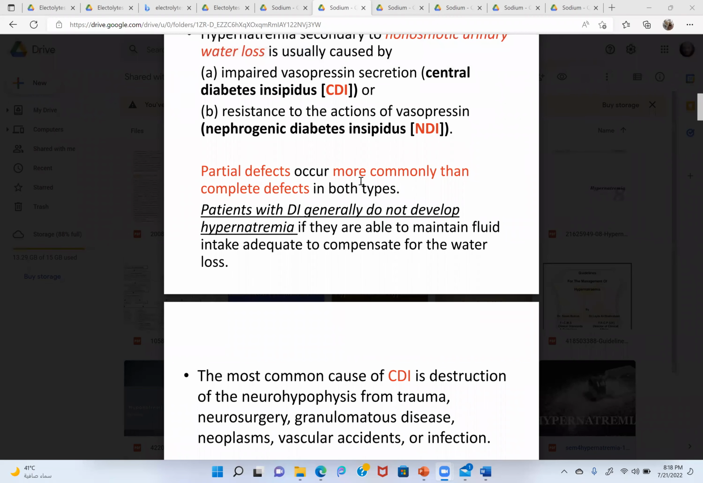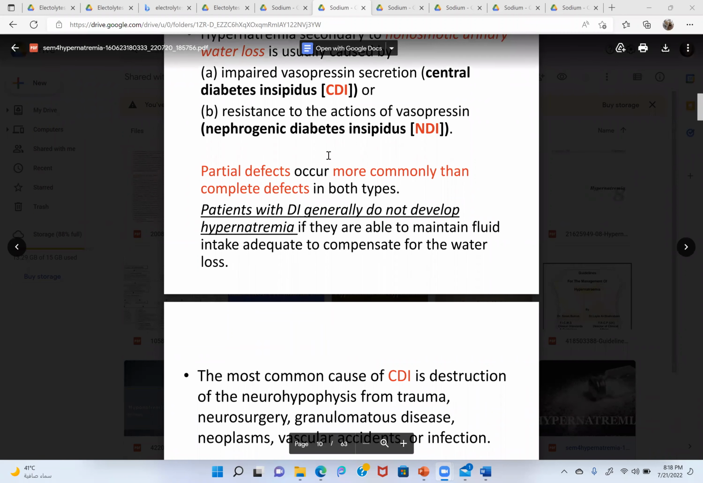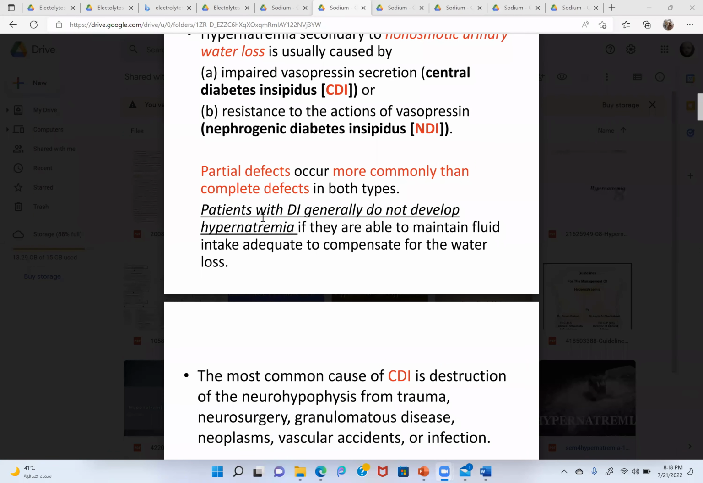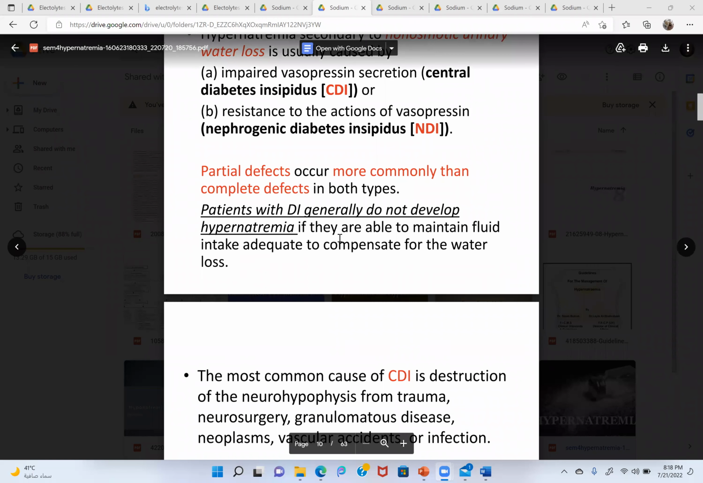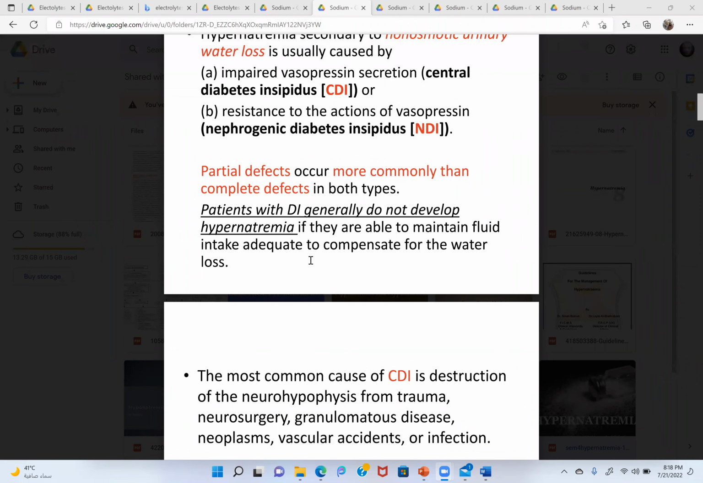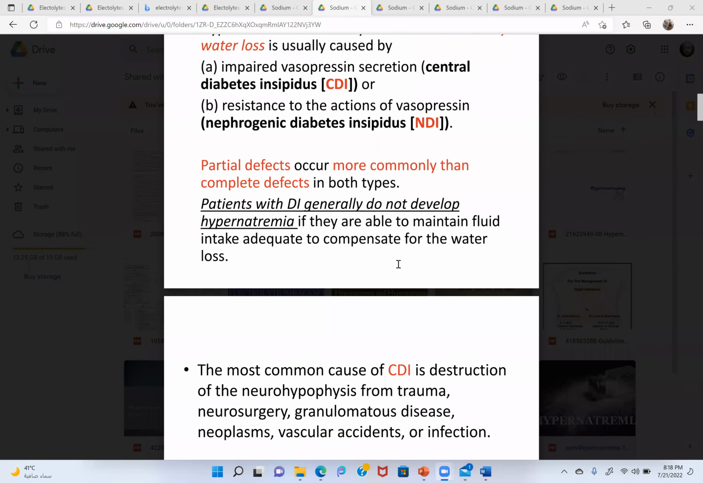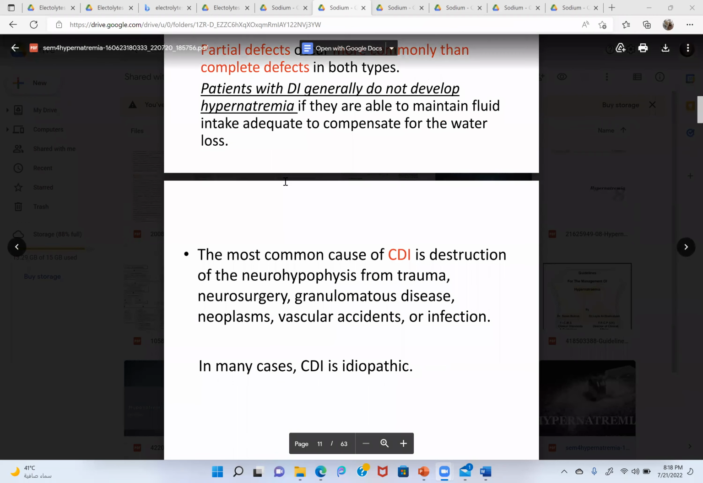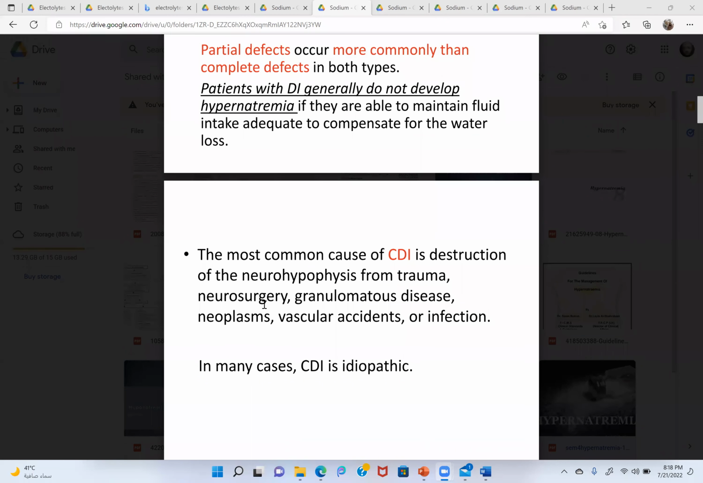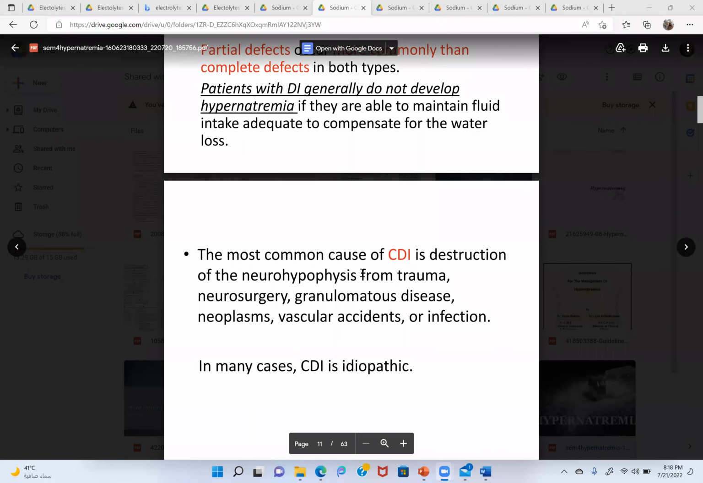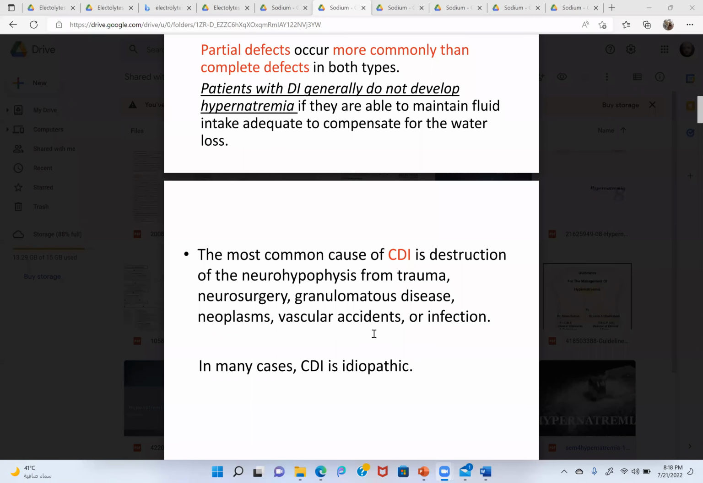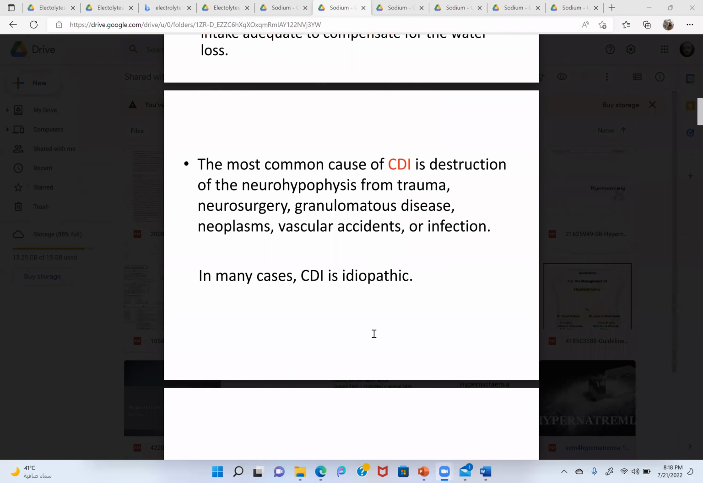Partial defects occur more commonly than complete defects. It will have a mixed picture. Patients with diabetes insipidus generally do not develop hypernatremia if they are able to maintain fluid intake adequate to compensate for the water loss. So it may be compensated if they are taking more water. The most common causes of central diabetes insipidus are trauma, neurosurgery or neoplasms.